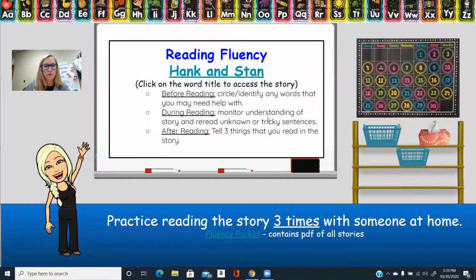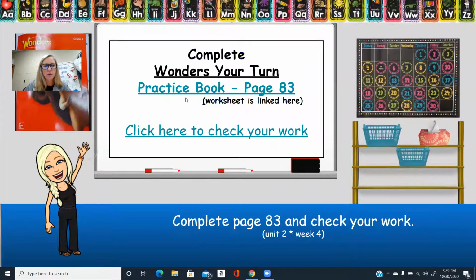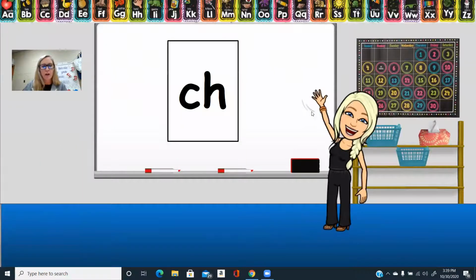During reading, you want to monitor for understanding. You want to think about what that story is about. And if you misread or have a tricky sentence, take the time to reread it. That's what good readers do. They reread unknown words and tricky sentences. After, please tell 3 things that you read in that story. Make sure you tell them in order, at the beginning, middle, and end, or your story won't make sense. After you've read Hank and Stan, go ahead and go to your Turn practice book, page 83, to continue working on your digraphs. All right, let's do our soundboard.